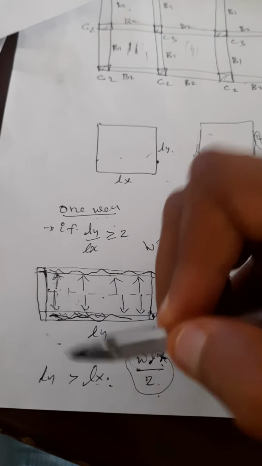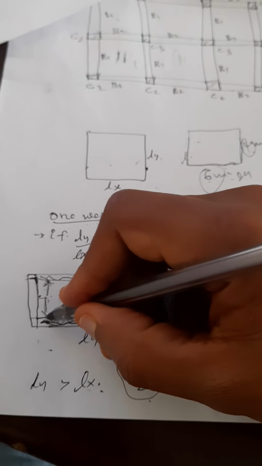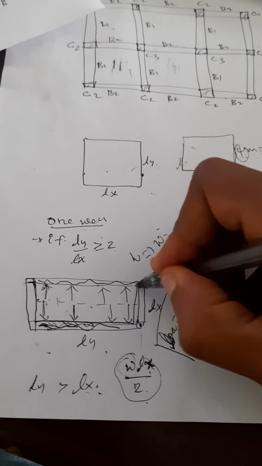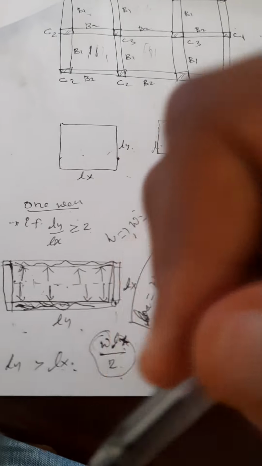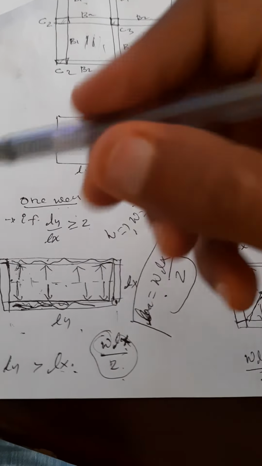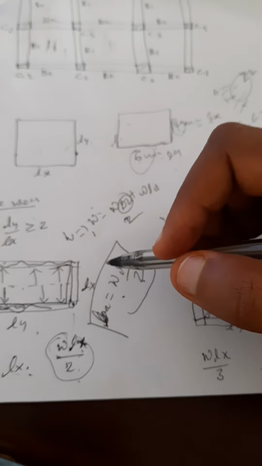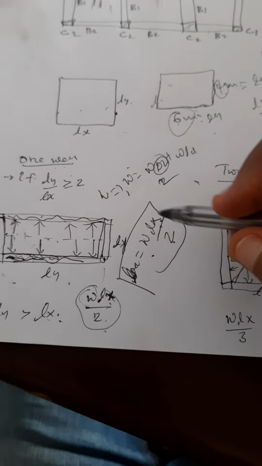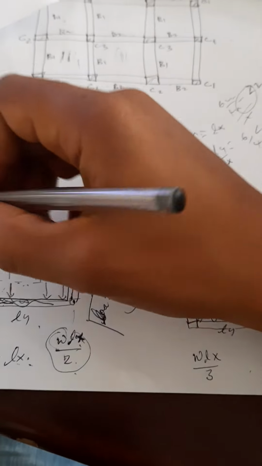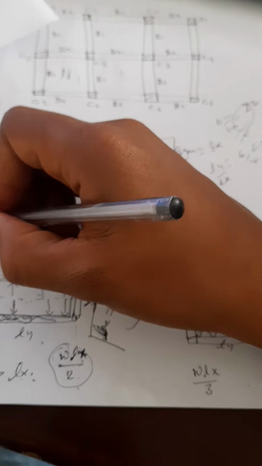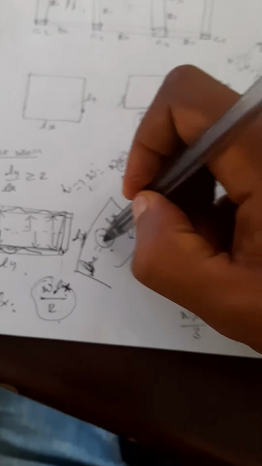Half of the total load of the slab will be transferred to this beam, and the remaining half will be transferred to the other beam, which is W Lx over 2. Lx means this direction, the shorter direction of the length. W means the load of the slab, which is the dead load of the slab plus the live load of the slab. This total will be in W.